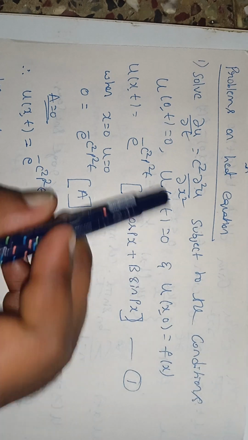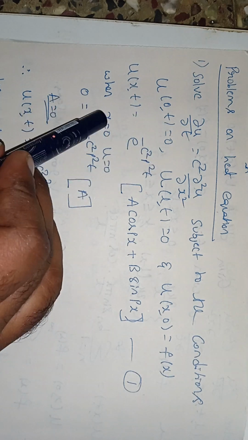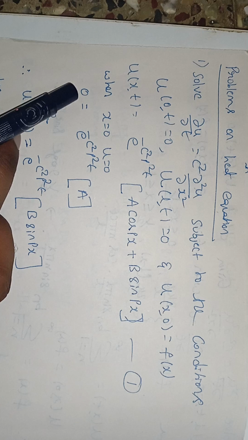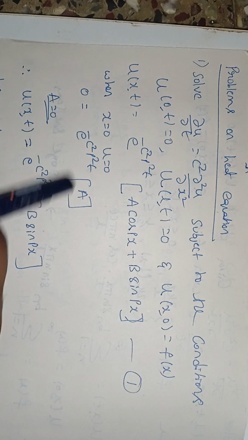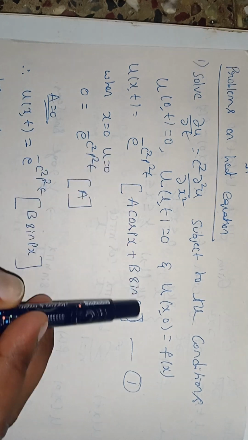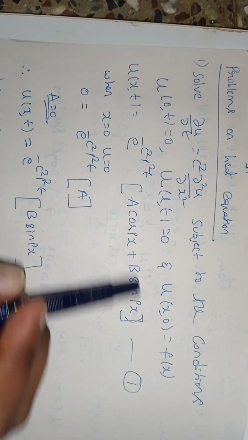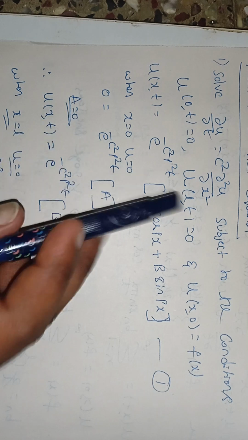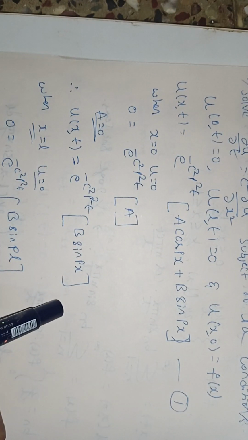Call it as 1. I am using the first condition. When x is 0, u is 0. So we end up with 0 = e^(-c²p²t) into a. Here when two products are 0, each term is 0. If only this term becomes 0, then 0 into anything is 0, u(x, t) would be 0, which is not possible. So we must have a = 0. So putting a = 0 here, you get u(x, t) as this term.